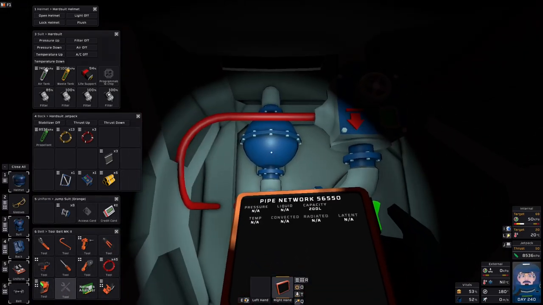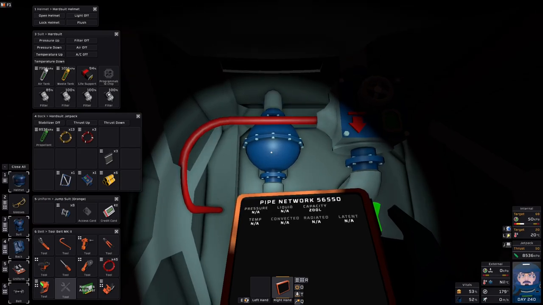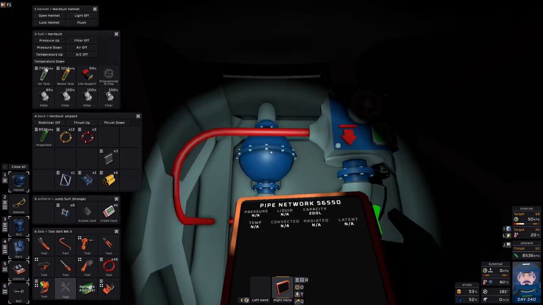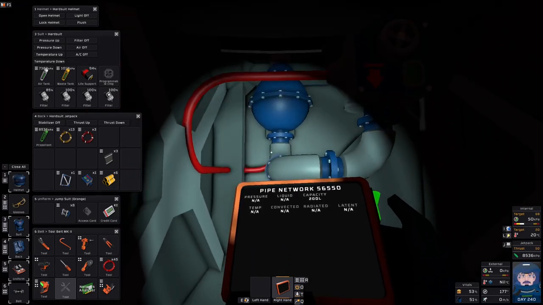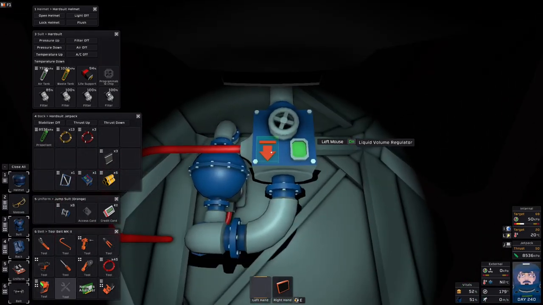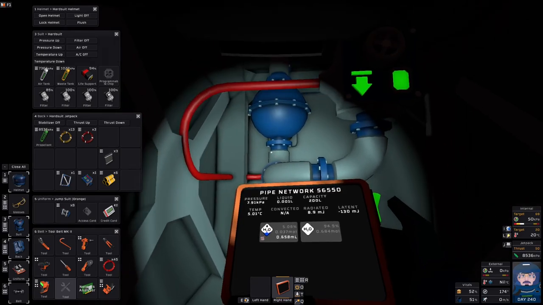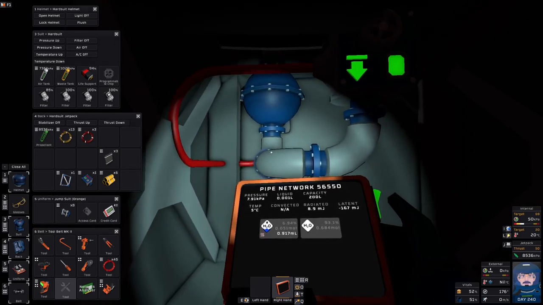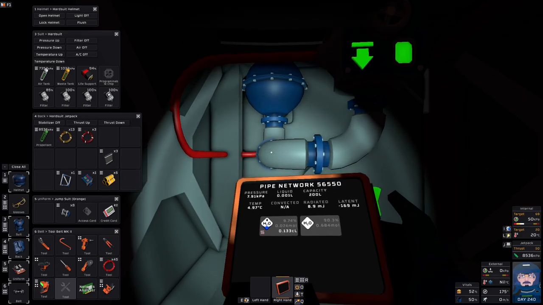So right now we have 200 liters of capacity in this system. That's the tank itself plus four pipe segments. Now, if we turn this on, we'll see that we immediately have water vapor. That's okay. But we also have liquid water.